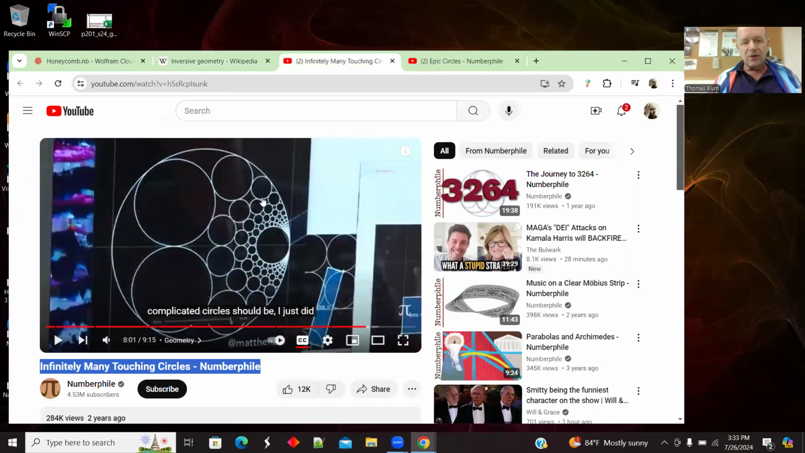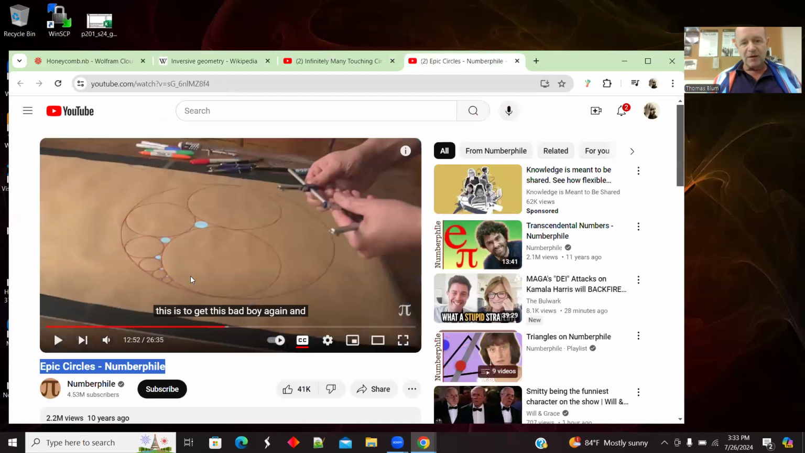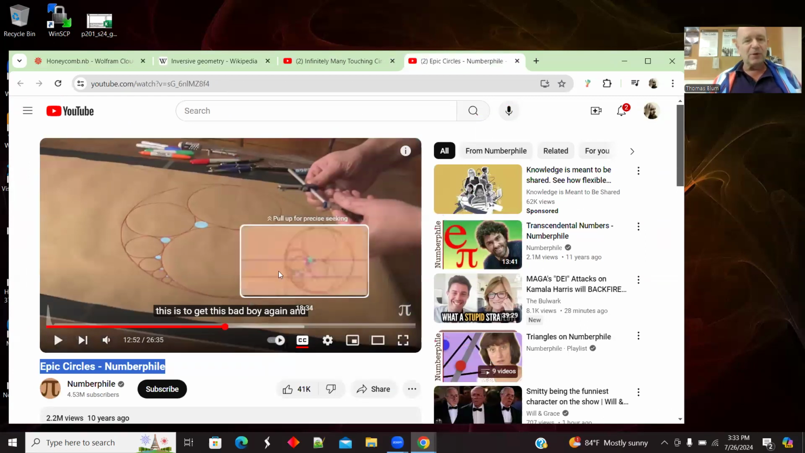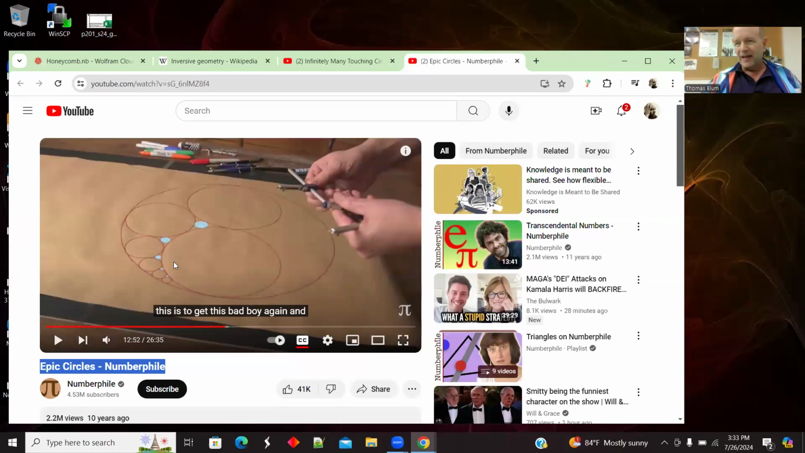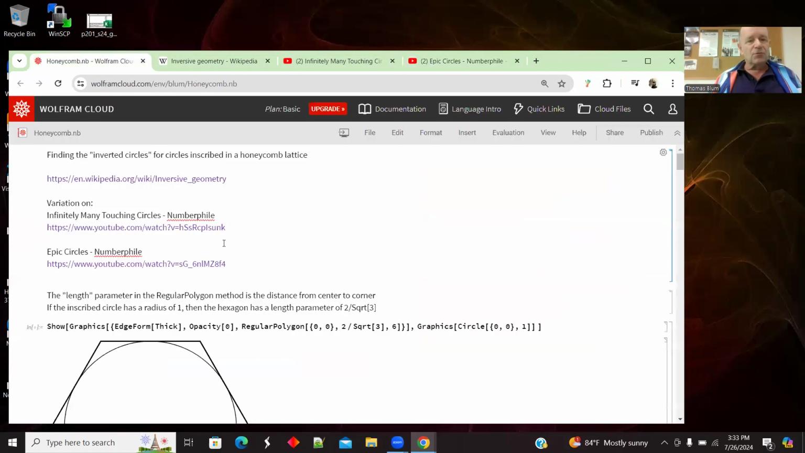And you can make some fancy, fun pictures with lots of circles. I'm going to make something like that, but it will be different since I will be inverting a different set of circles.